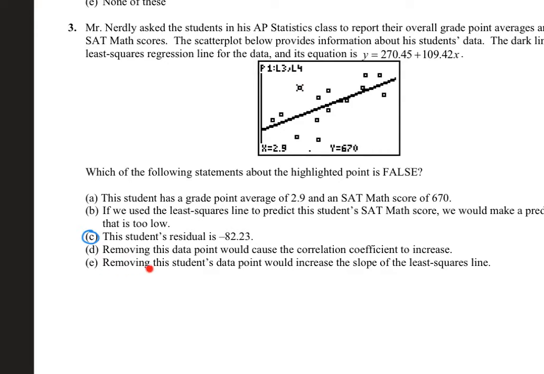And then likewise, E, removing this data point would increase the slope. So removing this point would bring this line down a little bit. It would increase the slope because, again, we're removing an outlier. So E is also correct, which is why C is the only statement that is false.